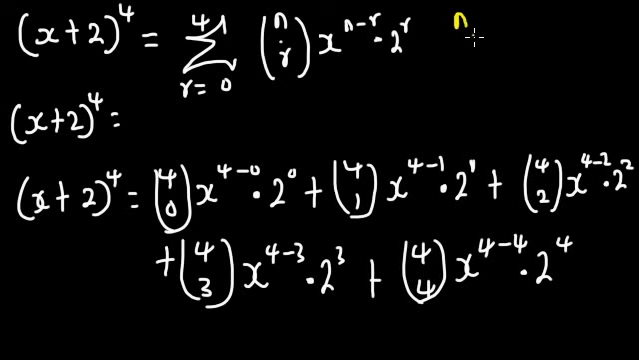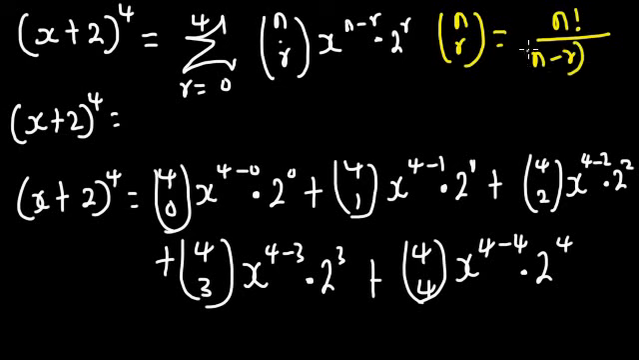n combination r is equal to n factorial divided by n minus r factorial multiplied by r factorial. So what exactly is a factorial? The factorial of any number means you start from that number and you begin multiplying all the numbers that come before that number. You multiply with it until you reach 1.